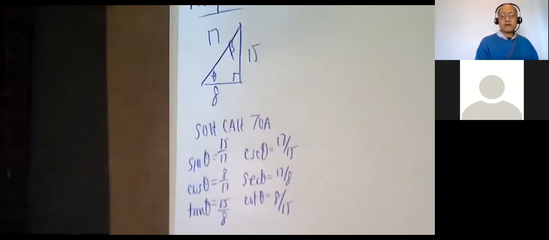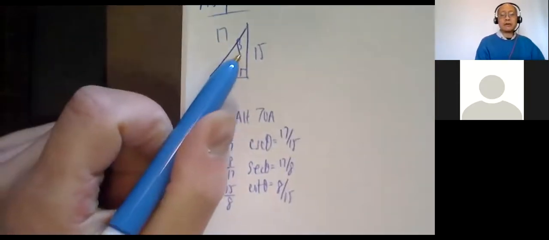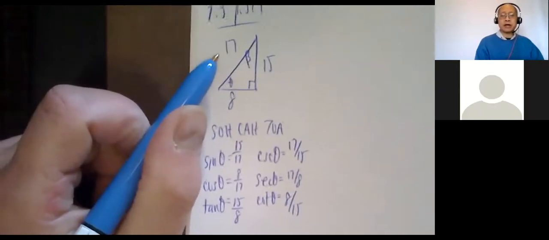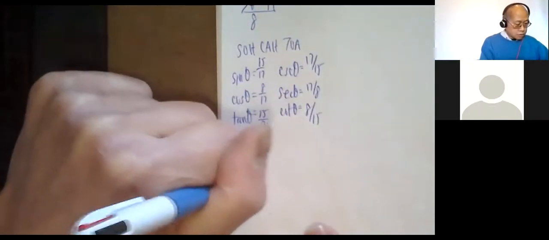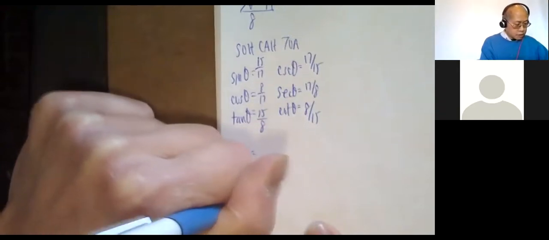Okay, they tell you to do the same thing for beta. No big deal. The only difference for beta is the opposite is now the 8. The adjacent is now the 15. The hypotenuse stays the same, right? Hypotenuse is still 17. So sine beta, cosine beta, tangent beta.